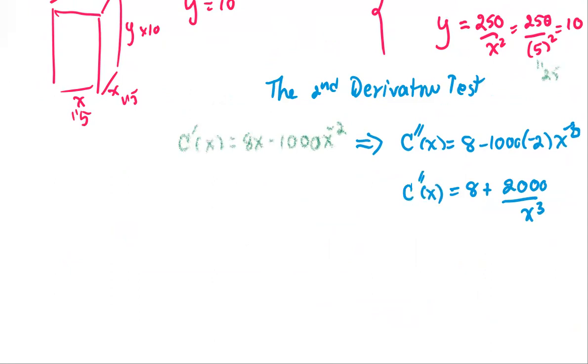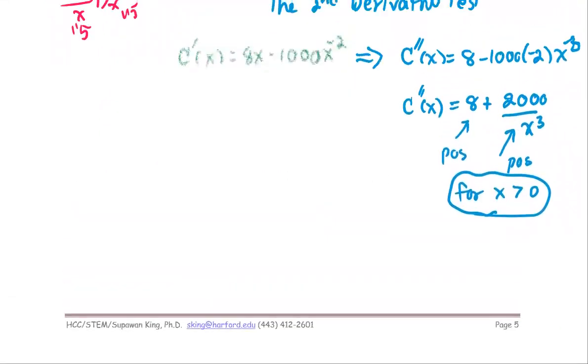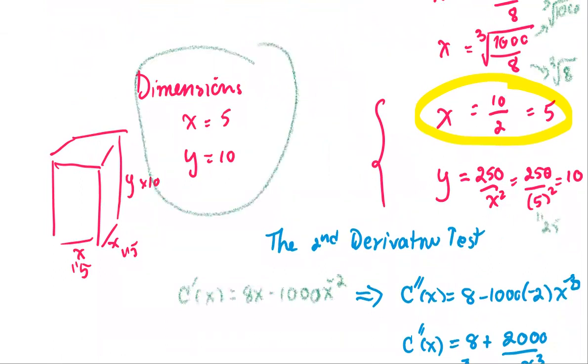For the second derivative, as you notice, the 8 is positive, and the second term is going to be positive for x greater than 0, which is a restriction of the dimension. Since the C double prime, or the second derivative, is greater than 0, we use the icon like, you know, the concave up. That means you're going to see the local minimum occurs at the x that we obtained, which we call the critical number. So that's a guarantee that the dimensions that we found will provide the minimum cost value. So it's confirmed. The answer is x equals 5, y equals 10, or 5 by 5 by 10. Unit is centimeters.